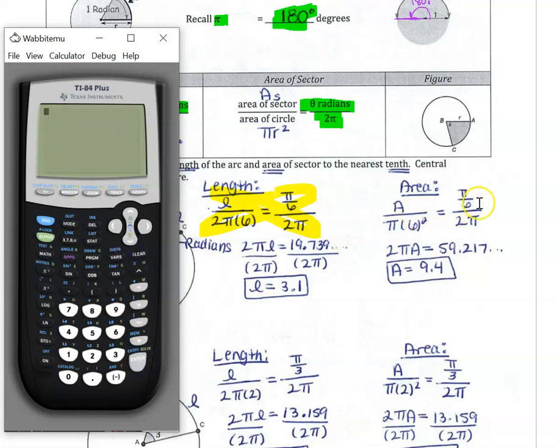Now for area, same idea. It's area of the sector over pi r squared, because that's the area of the whole circle, equals pi over 6 over 2 pi, and then we're just cross multiplying. So 36 pi times pi over 6, and that's where the number comes from, and then divide by parentheses 2 pi. That's where most students will mess up. And you end up with 9.4 as a final answer.